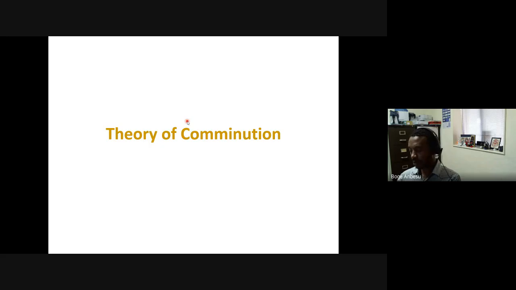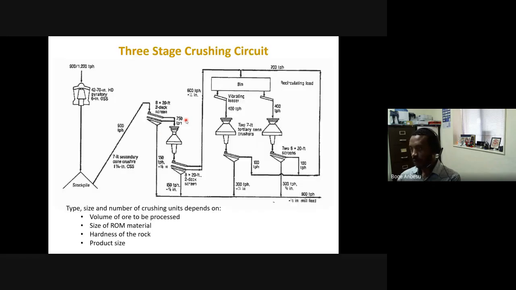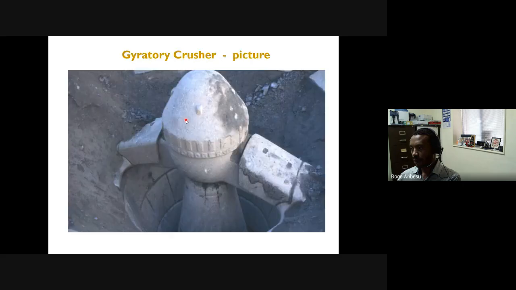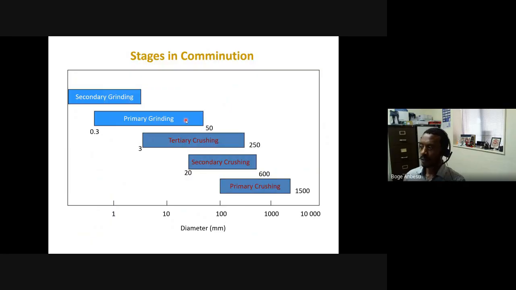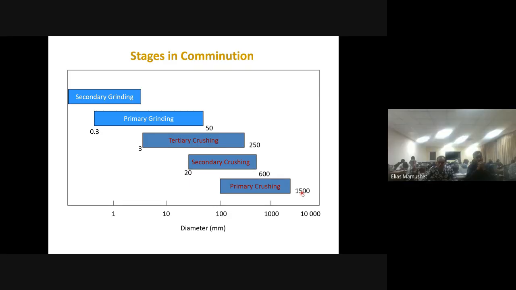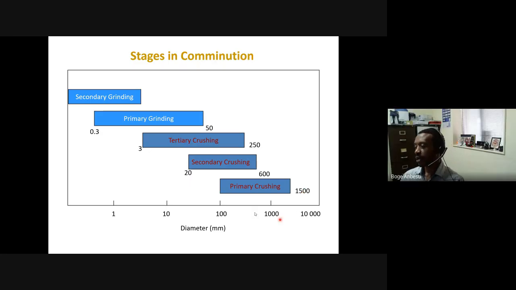So you're talking about this one here? Yes. So again, you need to be careful that these are not very strict. For example, typically what we feed into a primary crusher, this is in millimeters, is about 1.5 meters. Ideally, what you want to produce is somewhere around 100 millimeter rock.